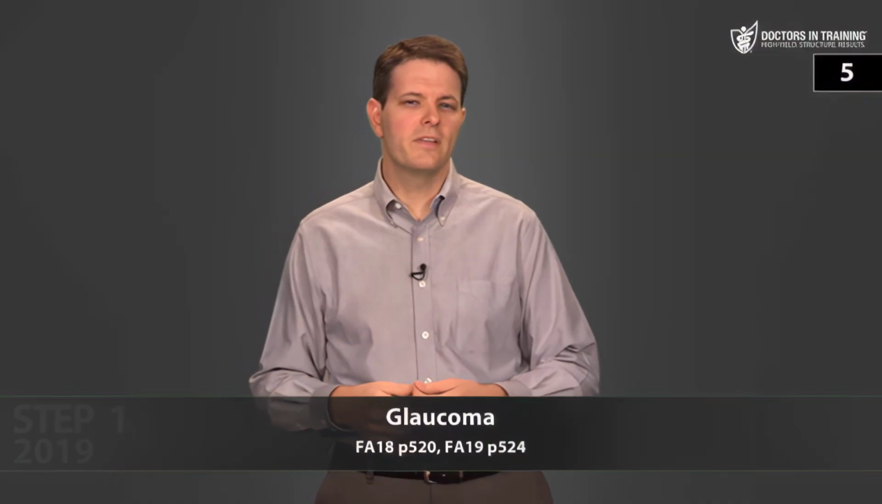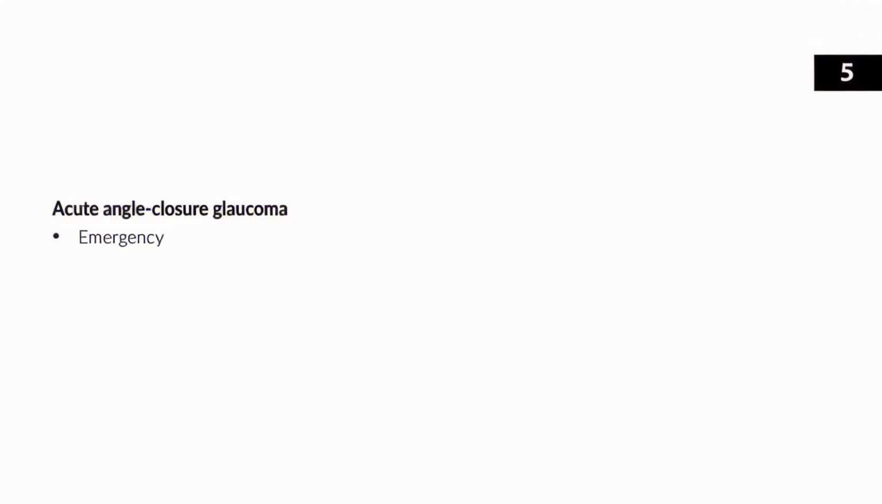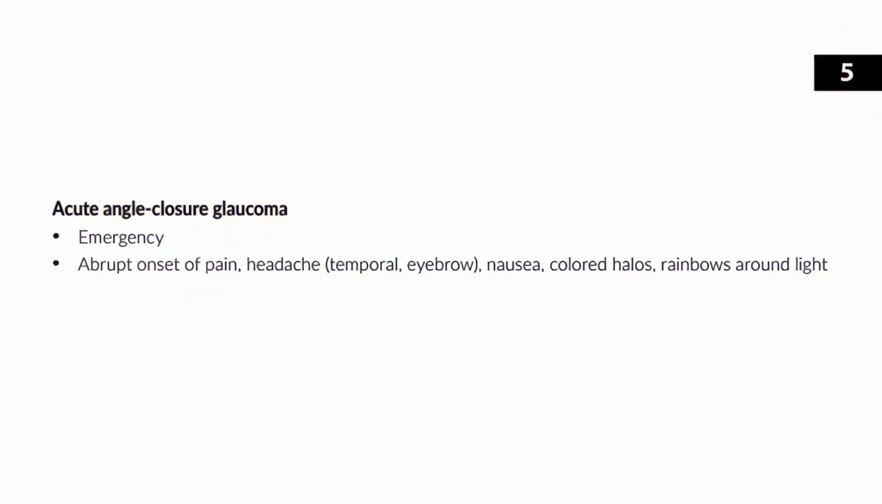In your study guide, we've listed a few important points about angle closure glaucoma. Again, acute angle closure glaucoma is an emergency. These patients typically present with abrupt onset of eye pain. They can have a frontal headache over the eyebrow and extending to the temple. They can also have nausea and vomiting, and if they look at a light source, they may see colored halos or rainbows around the light.